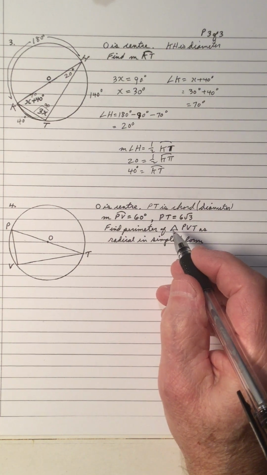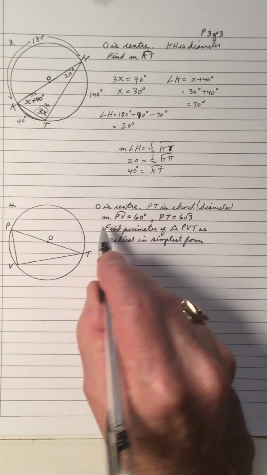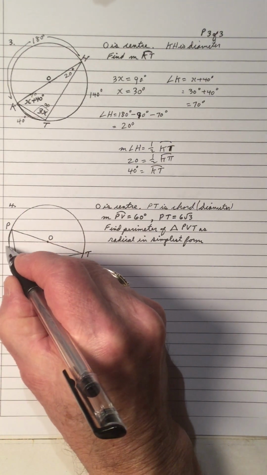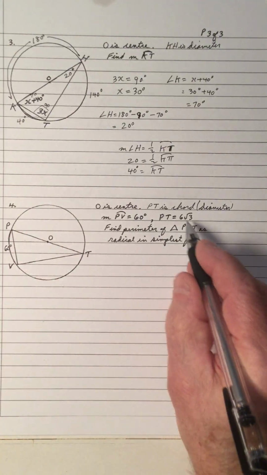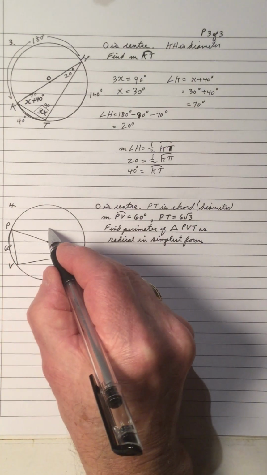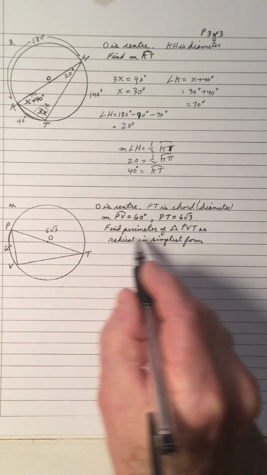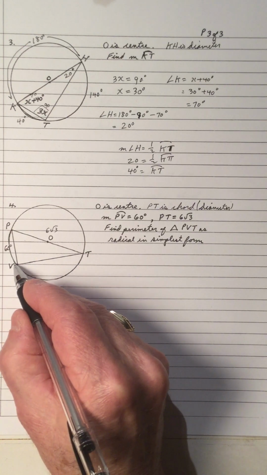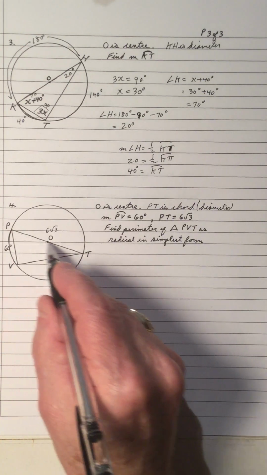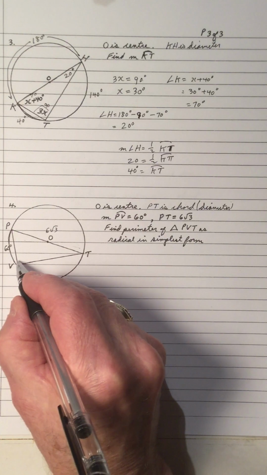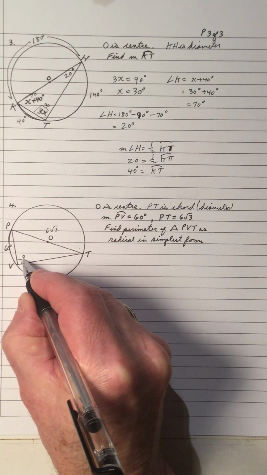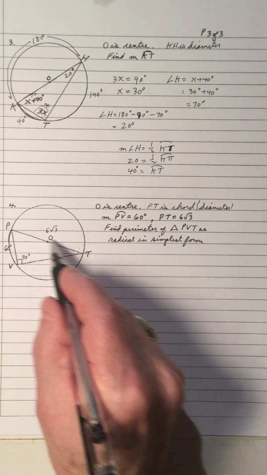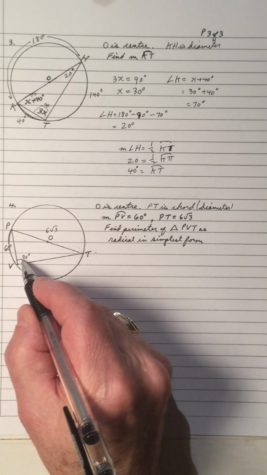Now we have PV is 60 degrees. So the arc PV right here is 60 degrees. We have PT is 6 root 3. And because this is a diameter, this angle right here is 90 degrees, because this inscribed angle intercepting the diameter is 90.